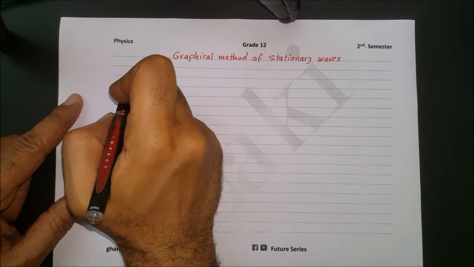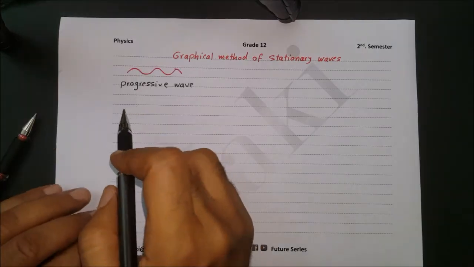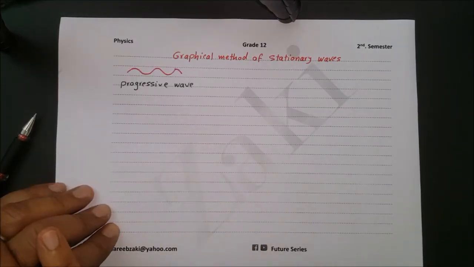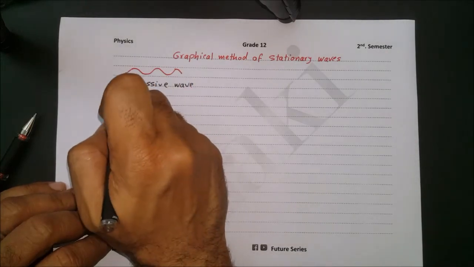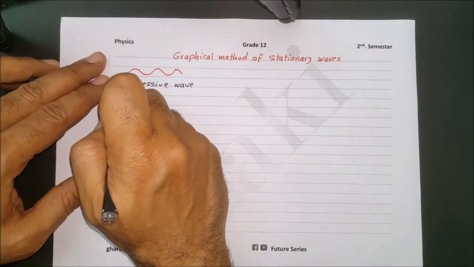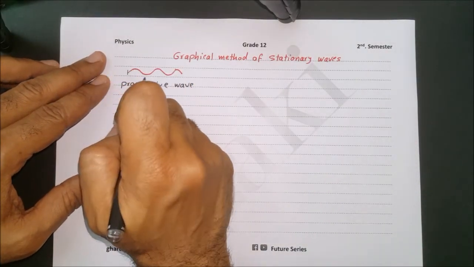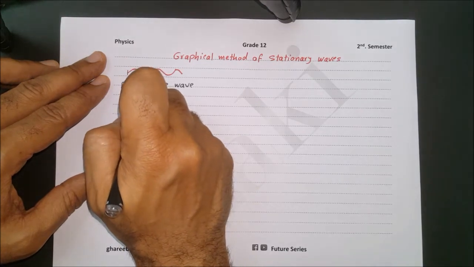Hello everyone, in this video I'm going to explain the graphical method of stationary waves. Let's take a progressive wave. So this is a progressive wave. We need to study one complete wave, starting from this point up to this point.